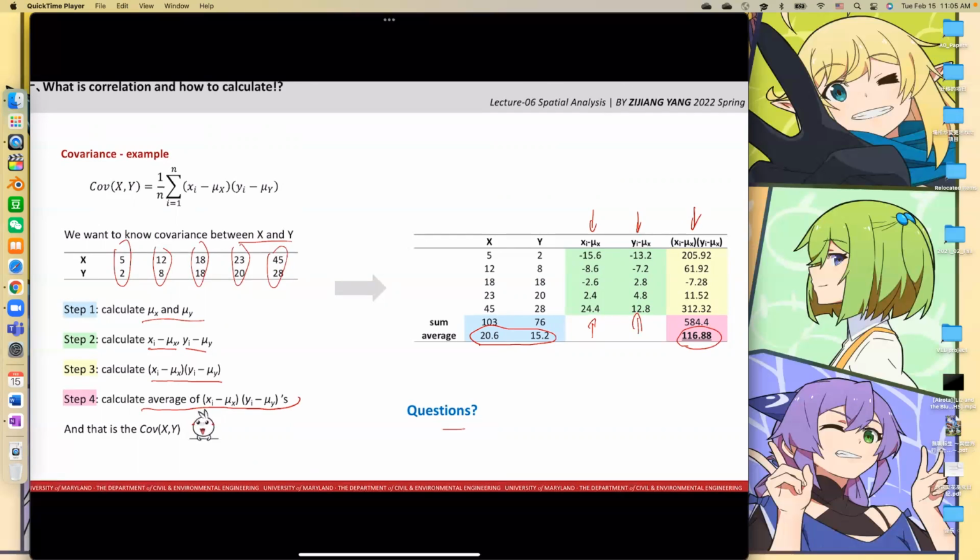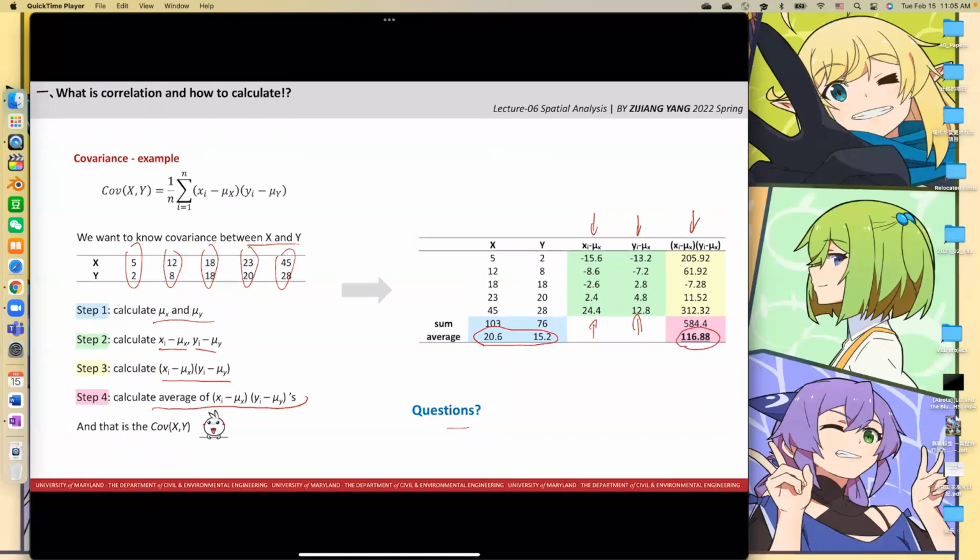Do you guys have any questions? No. So you can just try to reconstruct this table by yourself. You may be more familiar with this one.